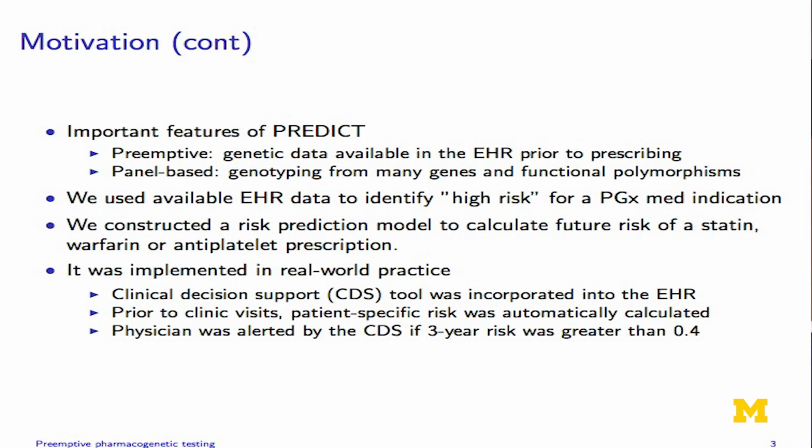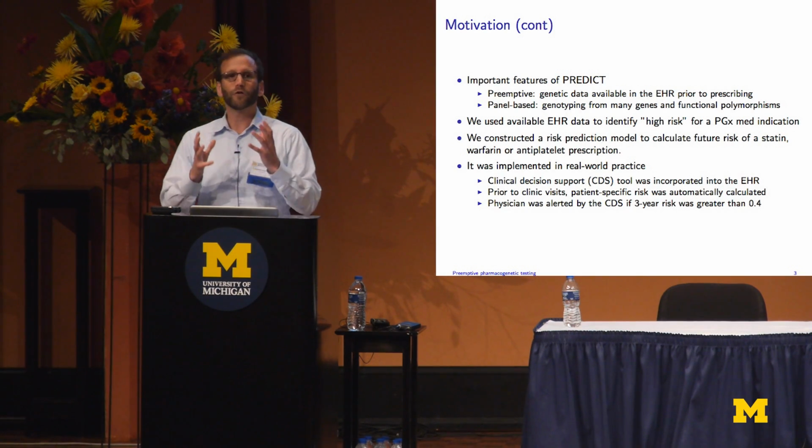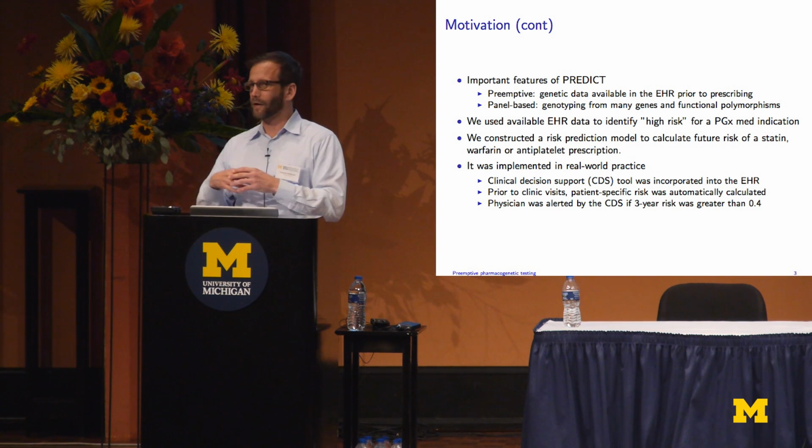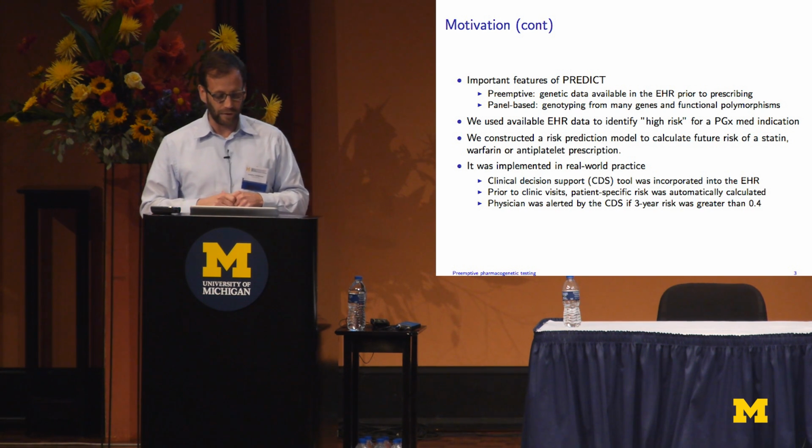medications. And so that's sort of the impetus for the PREDICT program, which is a quality improvement initiative to use preemptive and panel-based genotyping in order to deliver genotype-tailored therapies. So there are a couple of important features of the PREDICT program. First of all, it's preemptive. That is, we want the genetic data available in the electronic health record prior to prescribing so that we can use it immediately. And it's panel-based. That is, we want to do genotyping from many genes and many functional polymorphisms so that we can reuse the data if somebody gets prescribed another medication that has a pharmacogenetic effect.